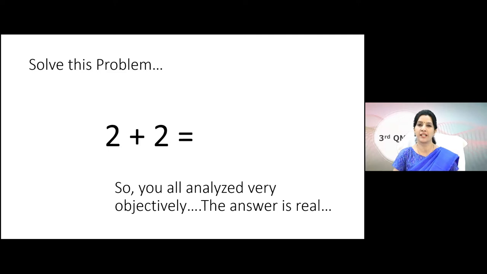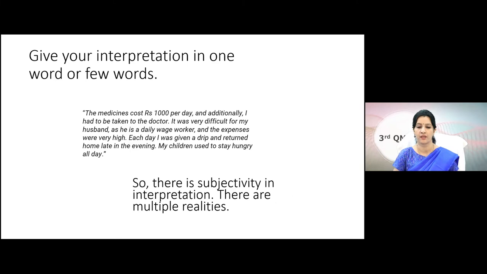But for a qualitative researcher, the answer could be 22 also. It depends how he is taking 2 plus 2. Now give your interpretation in this case in a word or a few words. One of you can read this. Devayan, can you read this verbatim?